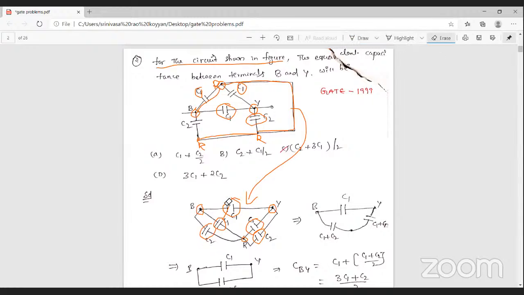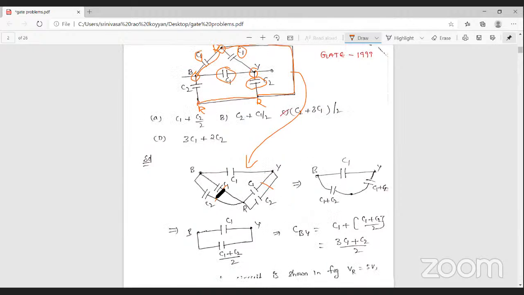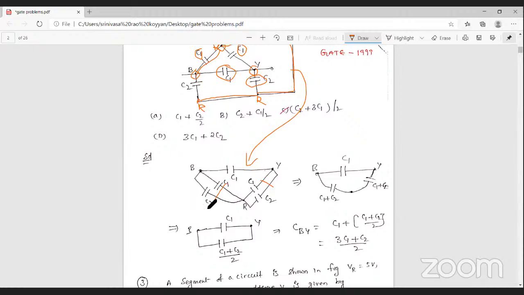From this network, these two capacitors are in parallel. What is the resultant capacitance? C1 plus C2. With two capacitors in parallel, the resultant capacitance is C1 plus C2. And the second two capacitors are also connected in parallel, so the resultant is C1 plus C2. And B to Y, the capacitor value is C1.